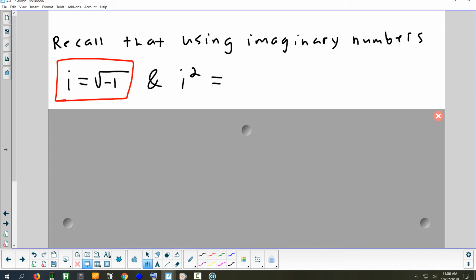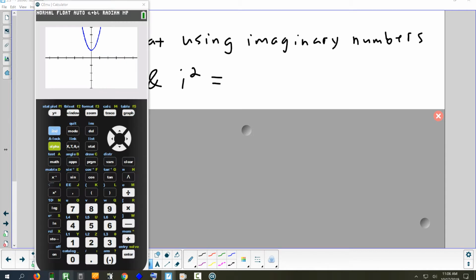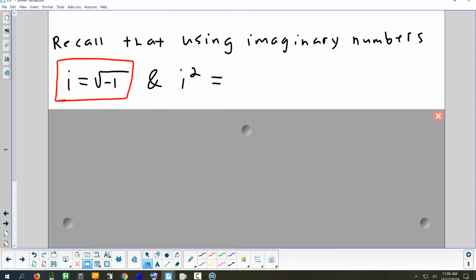So, we just saw that when I took the square root of -1 on the calculator, it gave me i. I'm going to write that down. So, the square root of -1 equals i. Now, if you ask me why, I would say because.